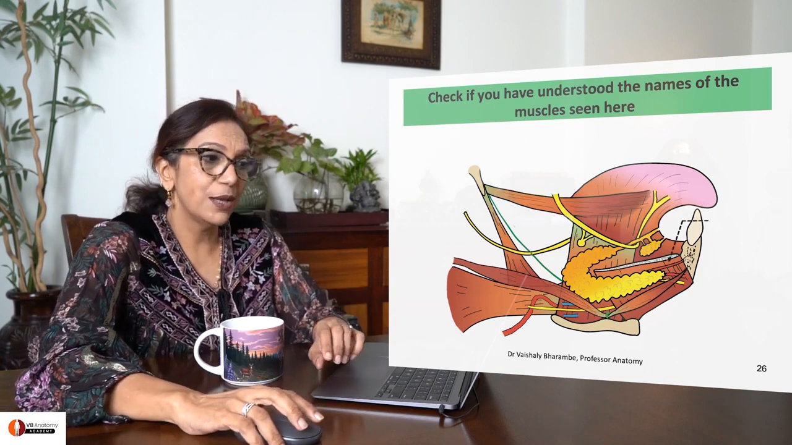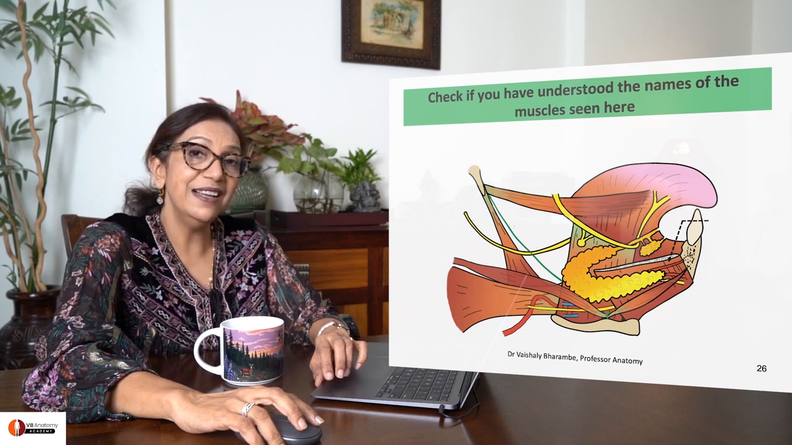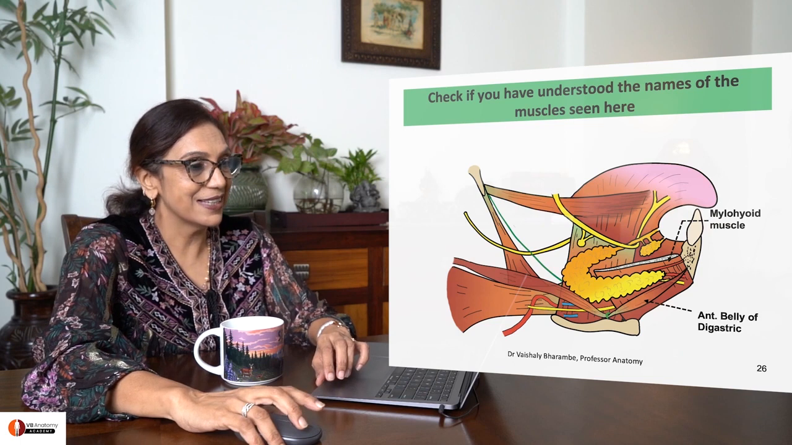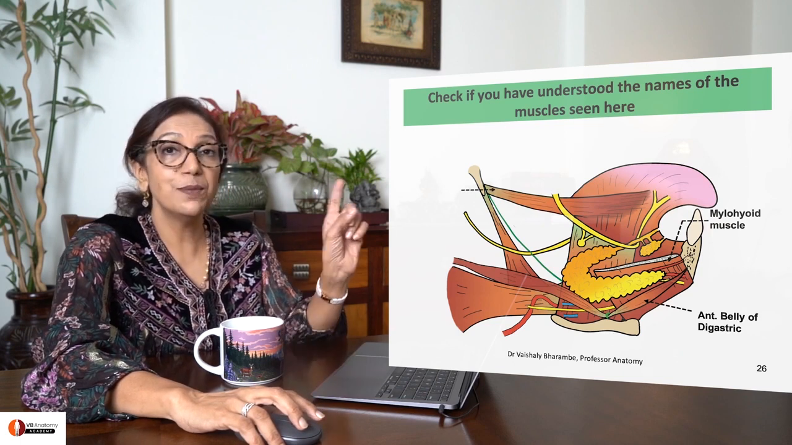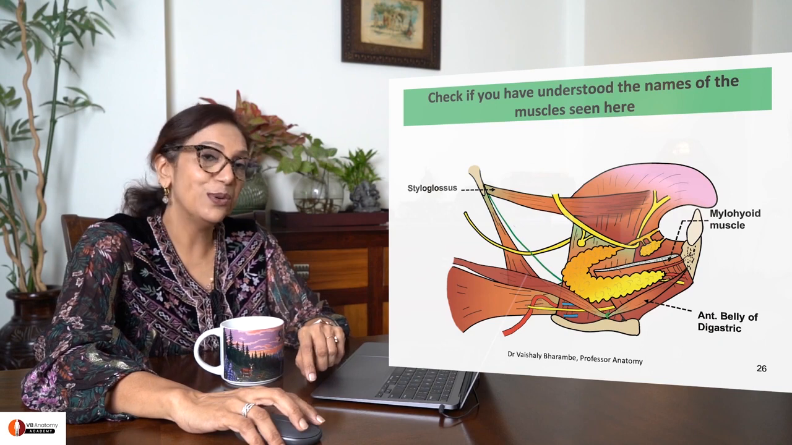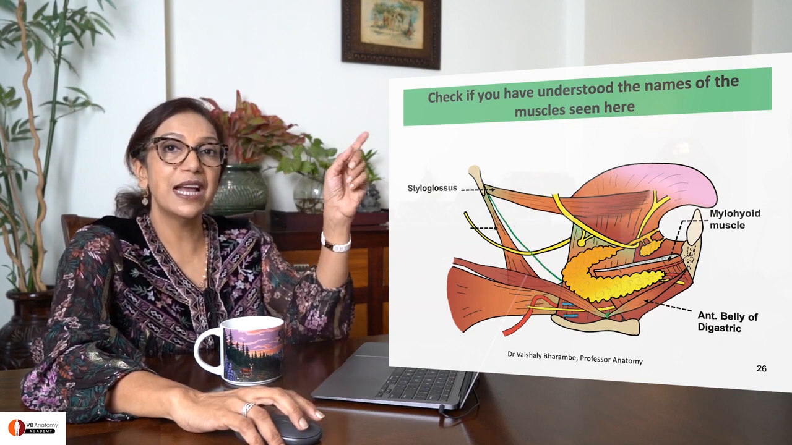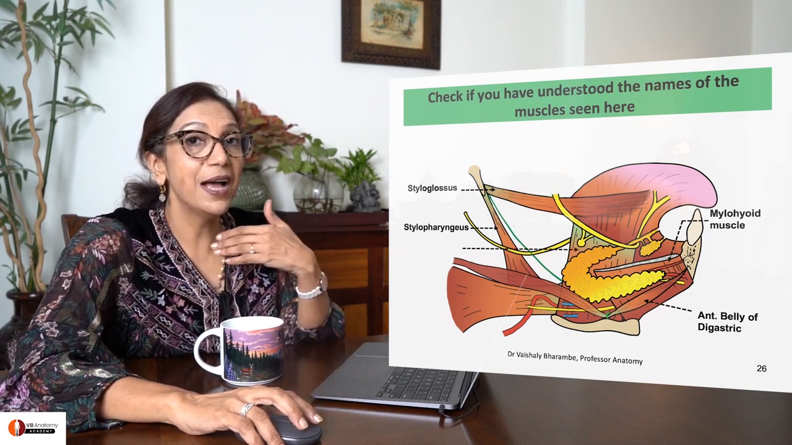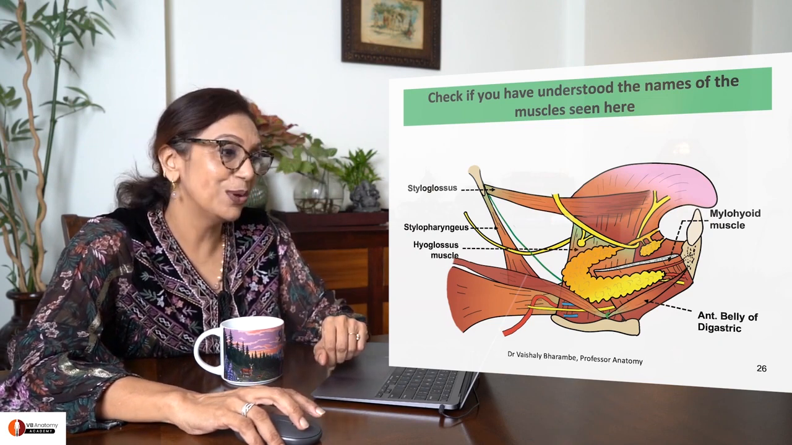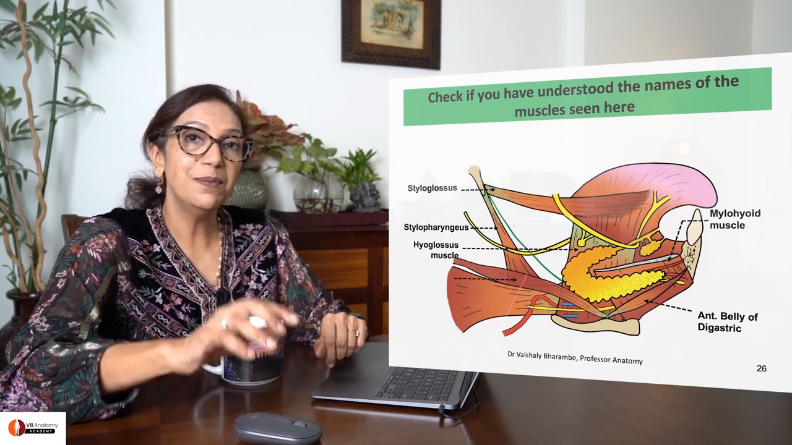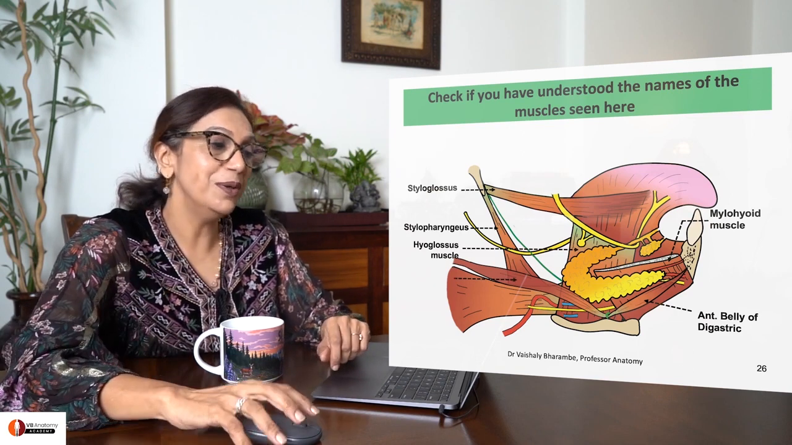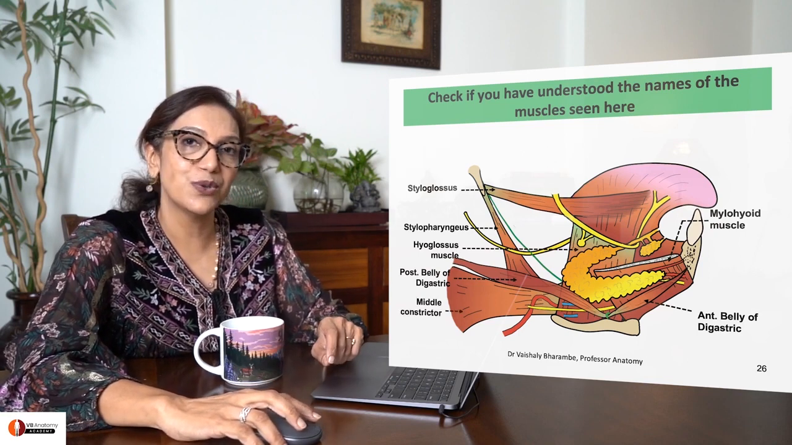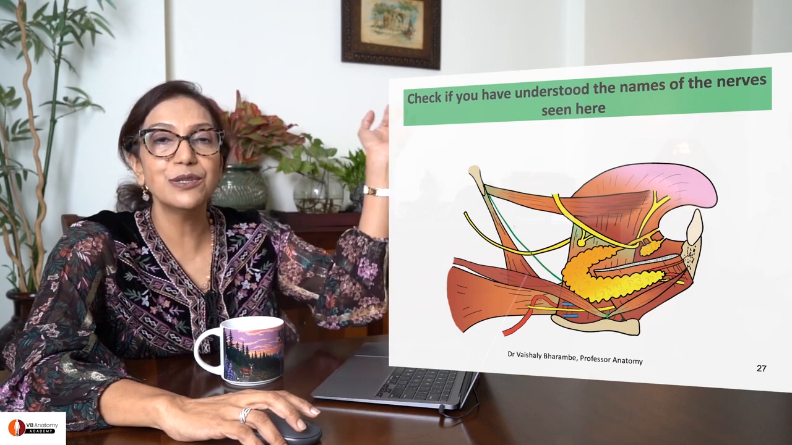So, can you label this? Yes, it's the mylohyoid. This one, anterior belly of digastric. This one, from styloid process to the tongue, styloglossus. Very nice. From styloid process to the pharynx, stylopharyngeus. From hyoid bone to my tongue, hypoglossus. From digastric notch to hyoid bone, posterior belly of digastric. And this one is obviously the middle constrictor. So, these are the muscles you see.